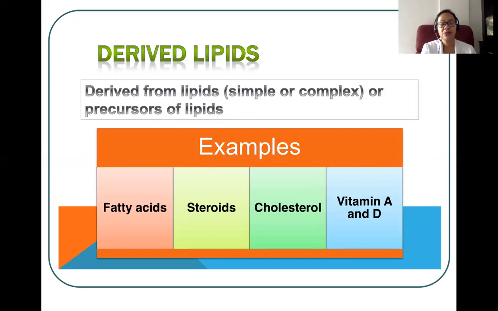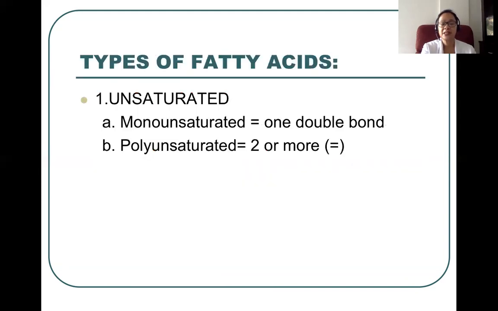So they are also called precursor lipids. Examples of which are your fatty acids, the steroids, cholesterol, and some of your vitamins like A and D. Okay, let's proceed to the types of fatty acids. So you have unsaturated and saturated fatty acids.